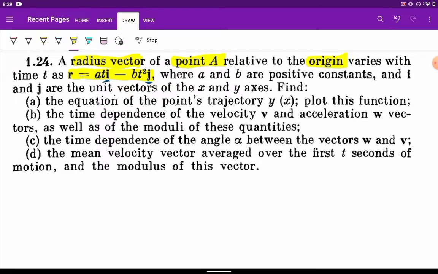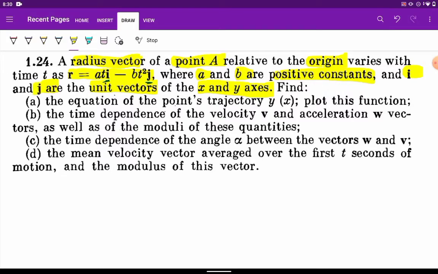So this i cap and j cap are already the unit vectors. They are basically the unit vectors of the x and the y axis. So that is what i cap and j cap represent, and basically they give the x and y components of the radius vector. a and b are positive constants. i and j we already discussed just now.